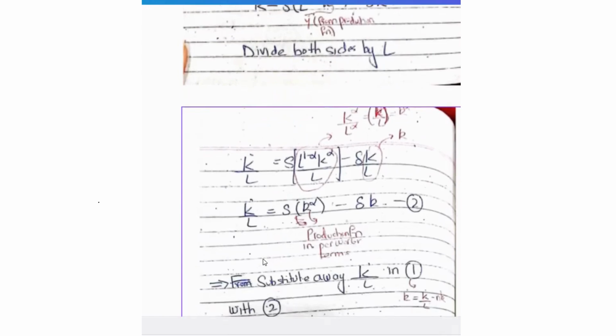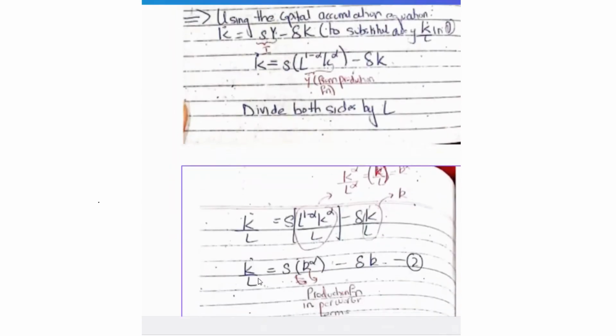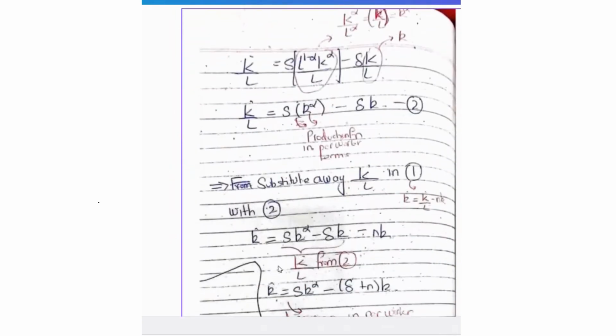So now we have this capital K dot by L, which is solely written in terms of small k and parameters of the model. We can now substitute the capital K dot by L that we had in equation 1. We did not want it there. We wanted k dot only as a function of small k and parameters of the model. So we can substitute this capital K dot by L with the expression that we found from our capital accumulation equation.